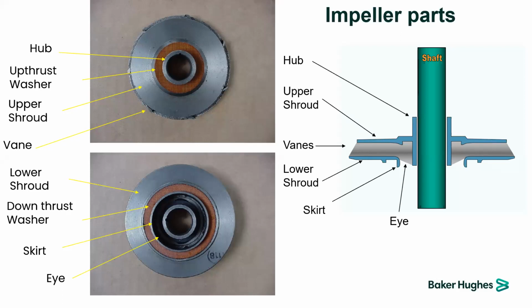On the left hand side you can see the different colors, which are called the up thrust washer and the down thrust washer. Okay, this is the down thrust washer and the up thrust washer. We will come to that part later in order to clarify the function of those parts in detail.